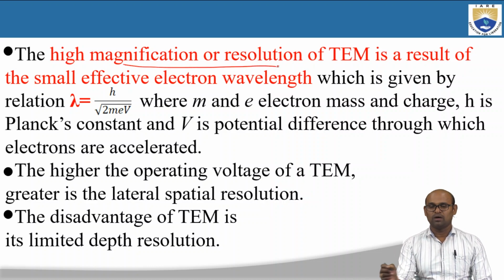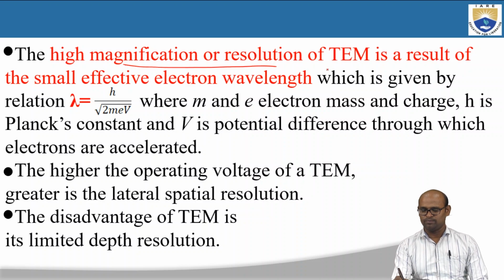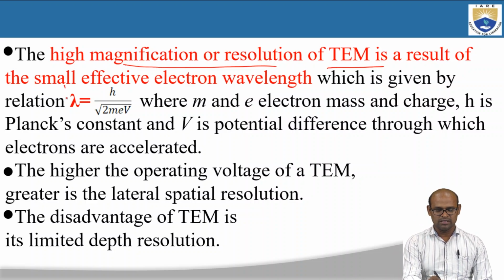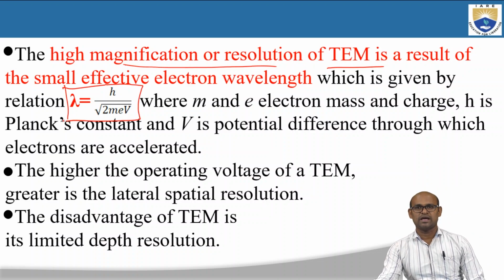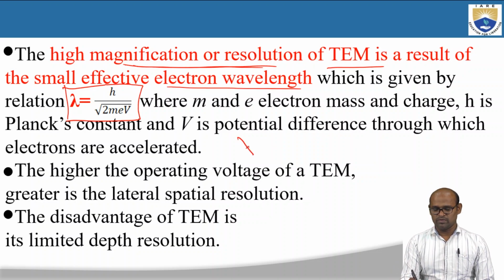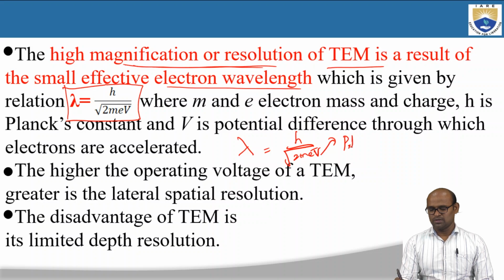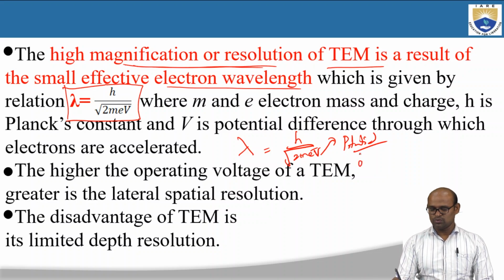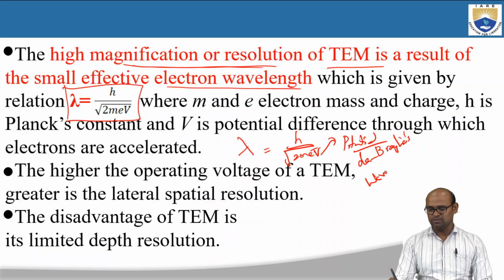The high magnification or resolution of the TEM, transmission electron microscope, is a result of the small effective electron wavelength, which is given by this equation. The high resolution is a result of the small effective electron wavelength, given by the wave equation lambda = h / sqrt(2mEV), or QV, where V is the potential experienced by this charged particle, the electron. This is de Broglie's wavelength equation for a charged particle.